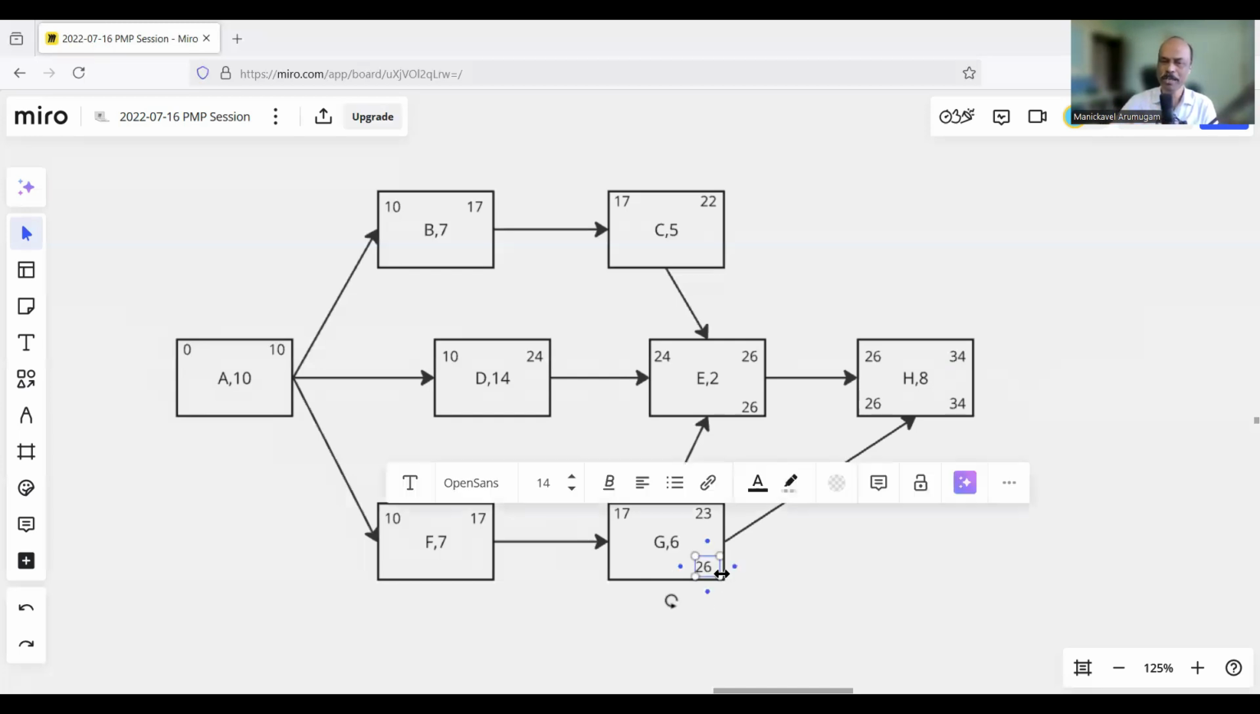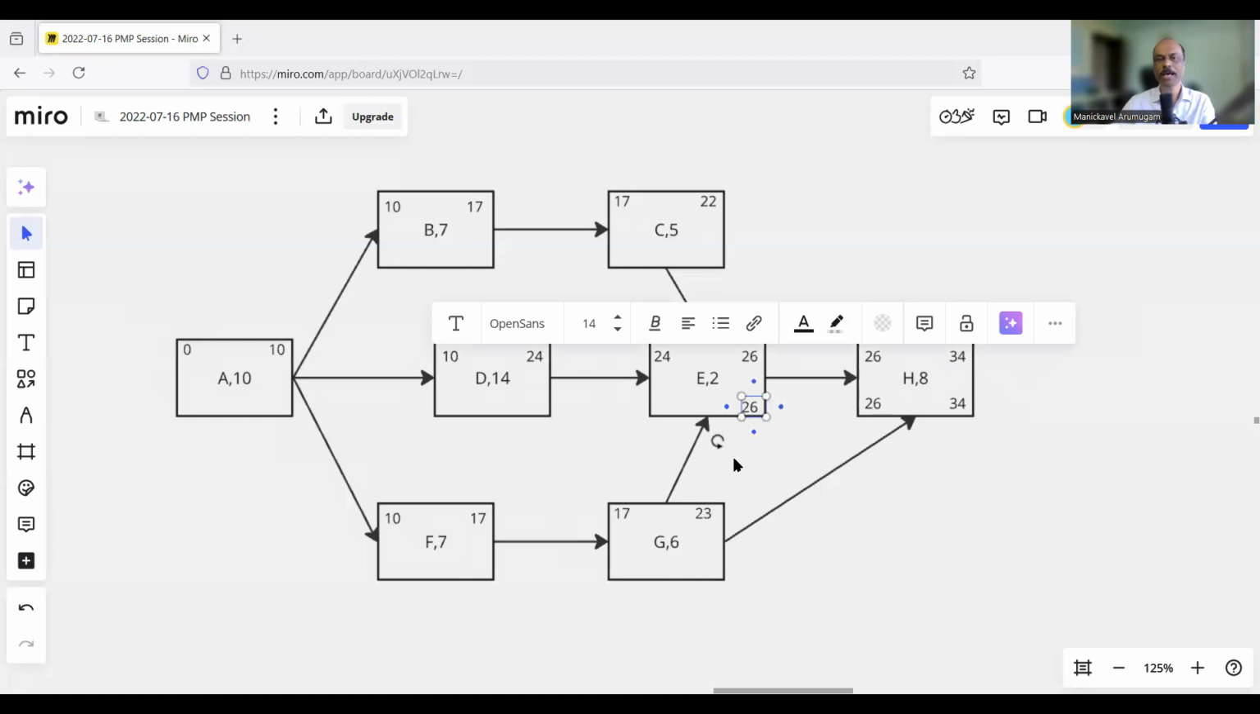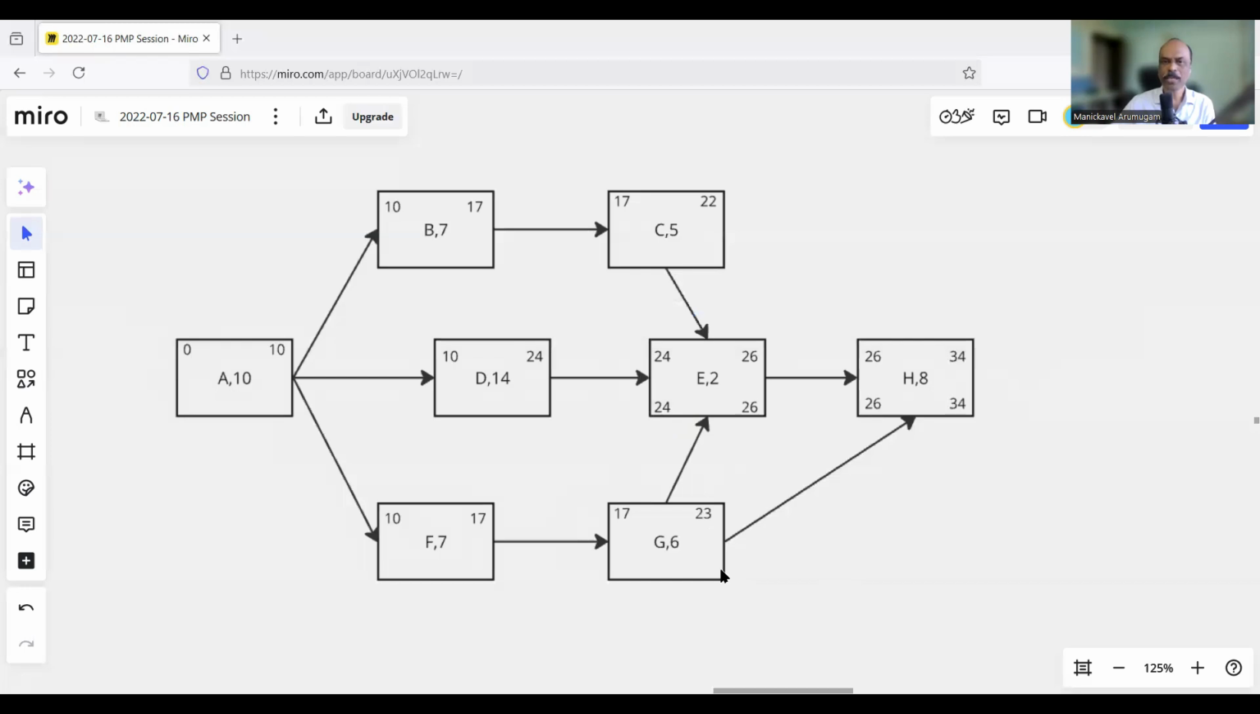Of course, I cannot put 26 here first of all, because H alone is not the successor. E is also a successor. So I also need to see when E has to start. 26 minus 2, so 24. Now only I can look at G, because E is also a successor, and H is also a successor. So E is starting at 24, and H is starting at 26.